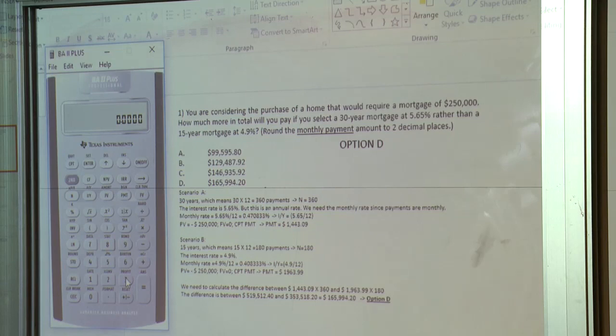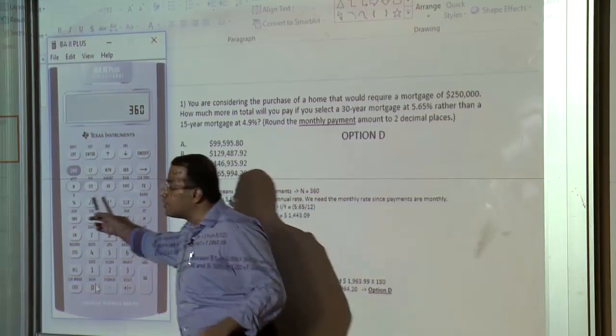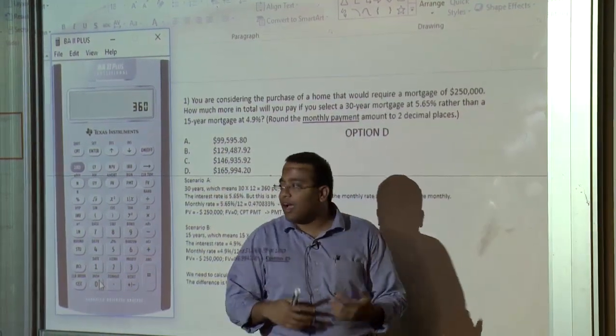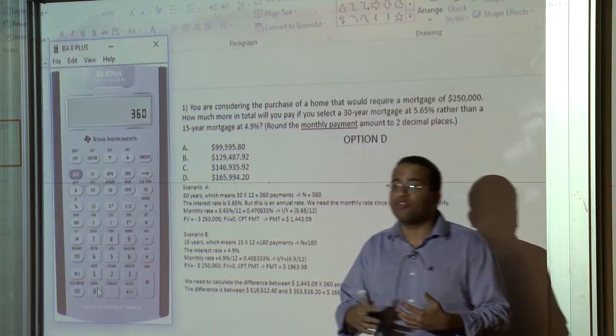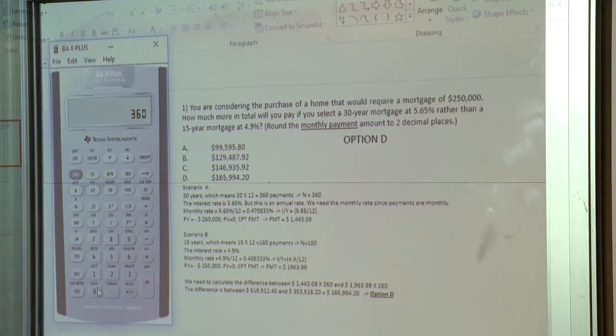So the first thing we try to feed in is the N. Okay, now most instructors might actually tell you that N stands for number of years. I would hope that you think of N as number of periods rather than number of years. Okay, think of N as number of periods, and in this case the number of periods is 360. There are 360 months that we are talking about. 30 years is 360 months, and the payments are happening on a monthly basis.